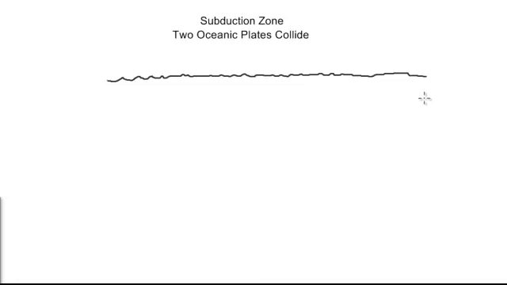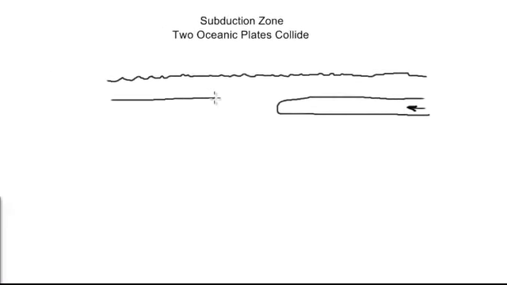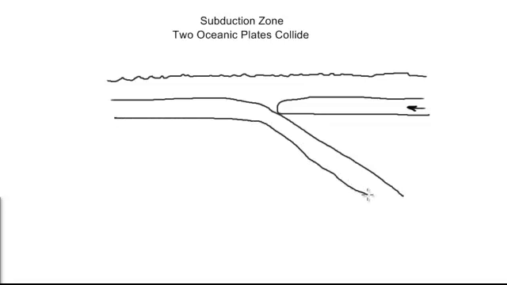Let's draw one over here on the right, like that. And we'll show that one moving to the left with this arrow, and it's running into another oceanic plate, and this one's going to subduct. Okay, so plates are moving toward each other. Subduction zone is a type of convergent plate boundary.